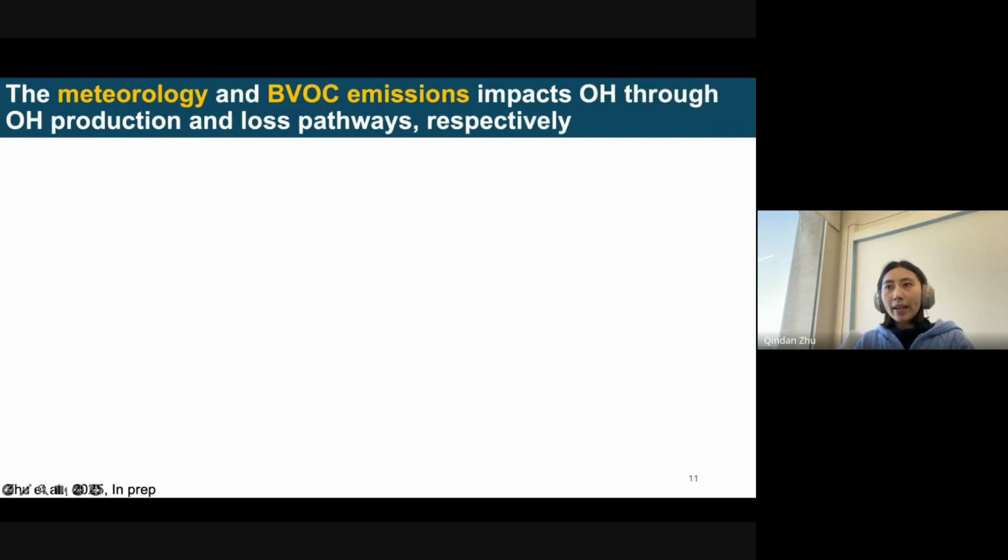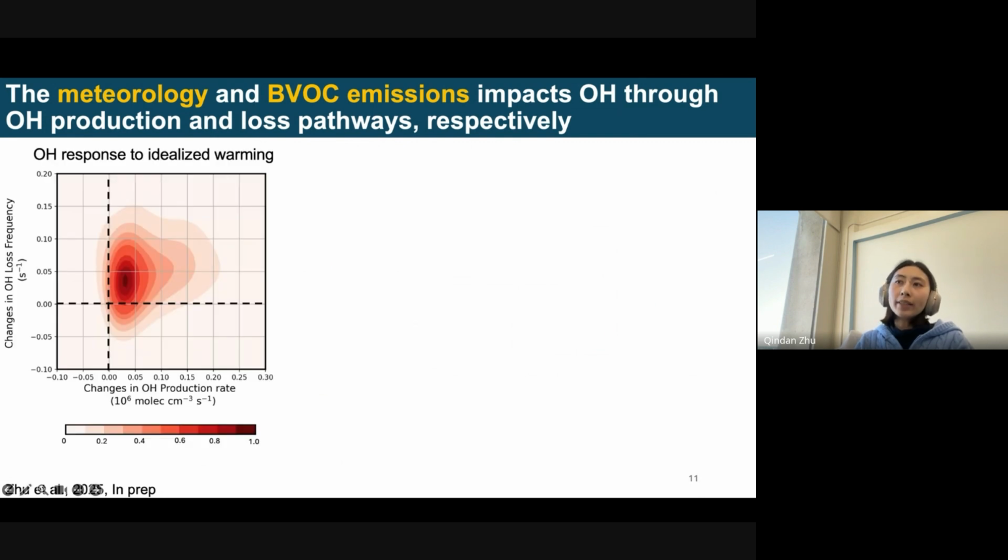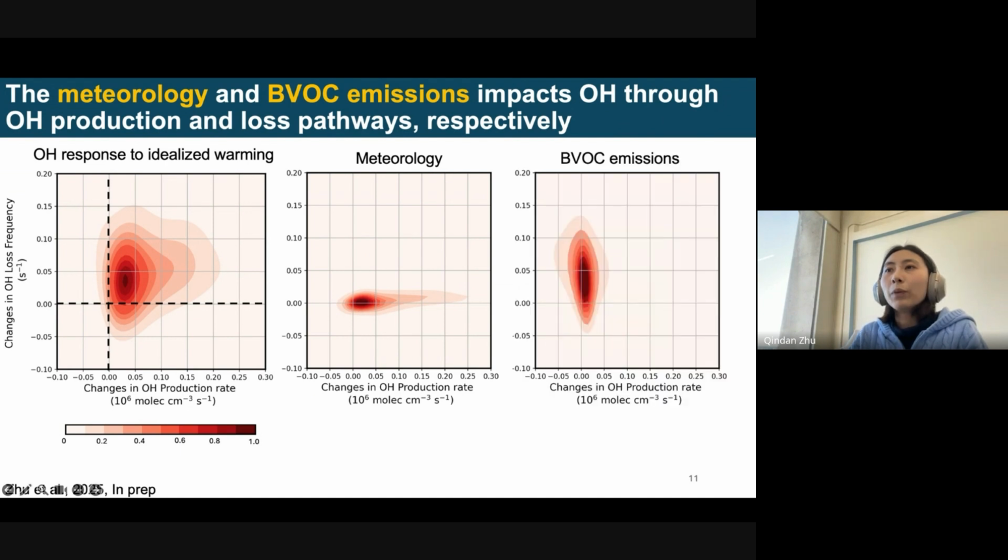So getting to the results, first, what I'm showing here is this joint distribution of the changes in the OH production rate on the x-axis and OH loss frequency on the y-axis under 2K idealized surface warming scenarios. And overall, we show that under the climate warming, there's an increase in both OH production rate and OH loss frequency, but they tend to convolute together. That's why, when we further separate out the impact of the meteorology and these temperature-sensitive BVOC emissions, we find that the influence on the OH budget goes in 2 dimensions.